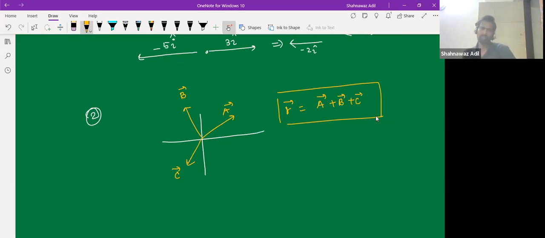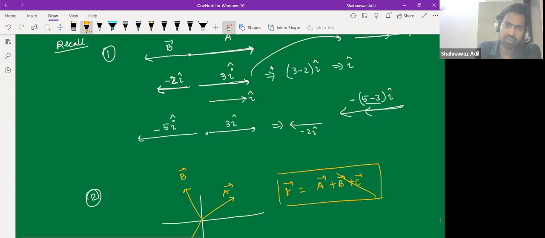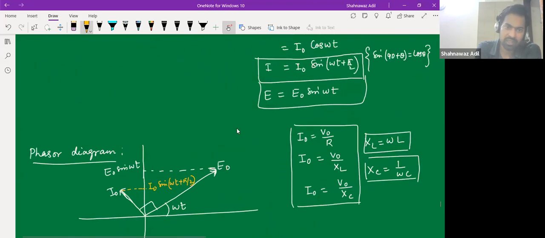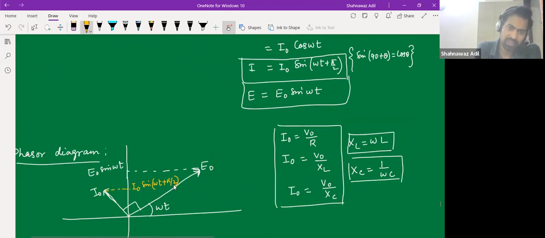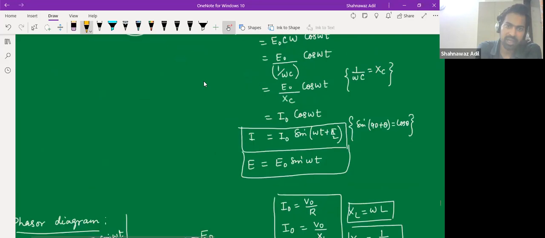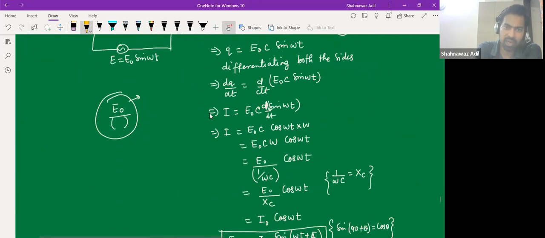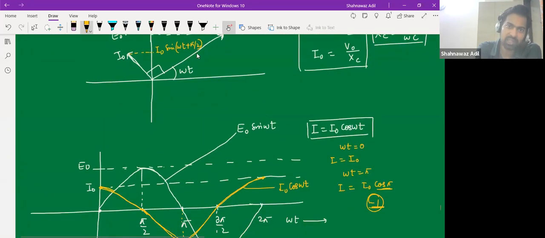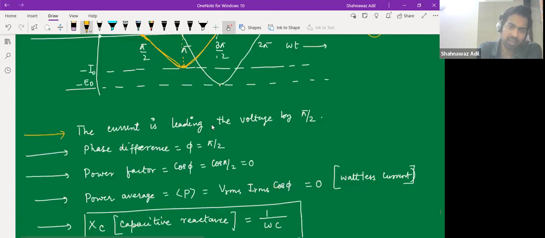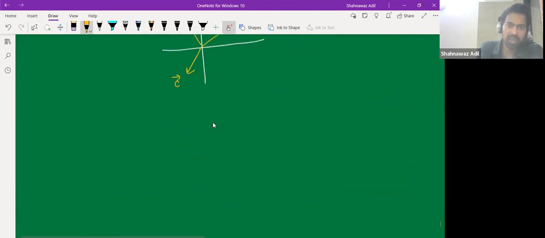So keeping only these two things in mind, remember that our phasors are vectors, and whenever we combine these vectors and take the resultant, then we have to use vector calculus, right? Keeping that in mind, let us understand this LCR circuit.